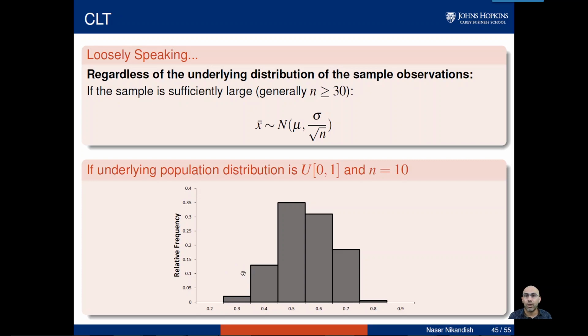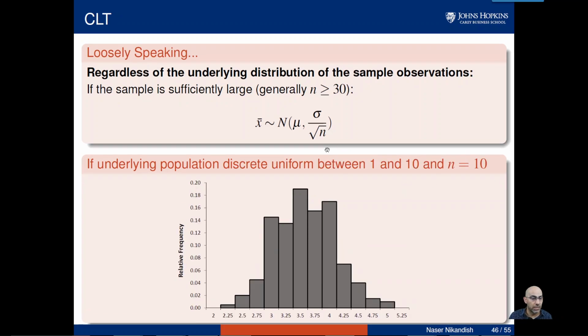Here are just a few examples, and in the next video we are going to see and experience this with Python. If my underlying population is uniform of 0 and 1, and I take samples of size 10, this is sampling distribution of x bar. You see that it's roughly normal. If my underlying population is discrete uniform, randint between 1 and 10, and you take samples of size 10, you see that this is not uniform anymore. This is normally distributed, roughly speaking, right?